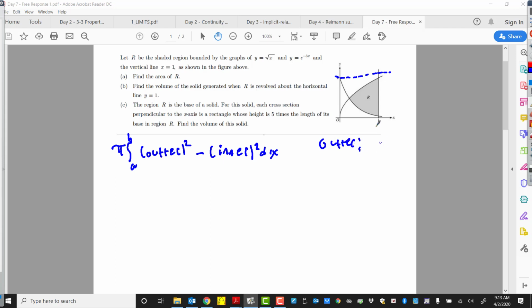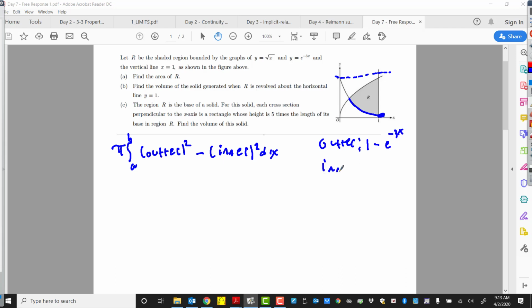Our outer is our outer radius. It's the distance from our axis of revolution to our furthest function. Well, we know this is going to be the function furthest away, right here. Right? So that's our function furthest away, right along this line. So our distance from here to there is going to be our axis of revolution, 1, minus that function. So e to the negative 3x.